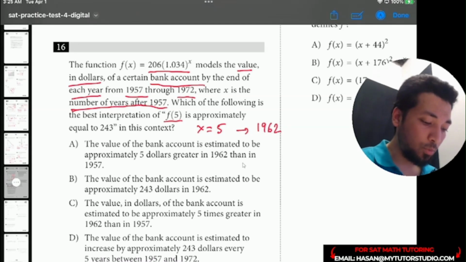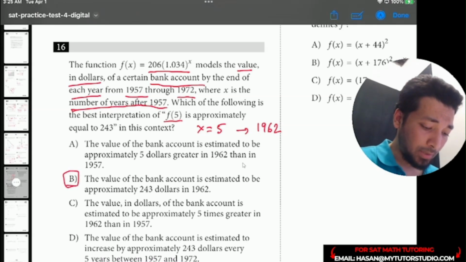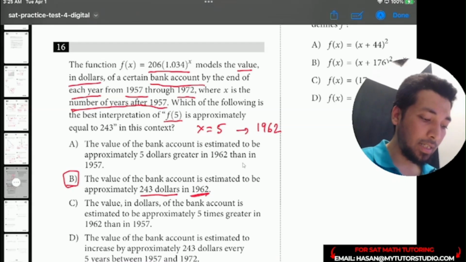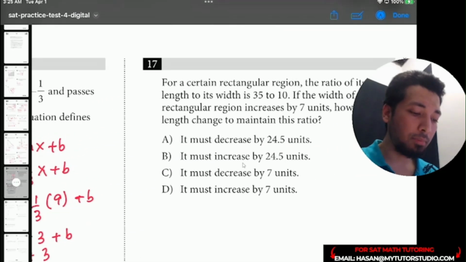So we need to see where we have the year 1962. By looking clearly, we can see that we have 1962 here. So the value of the bank account is estimated to be approximately $243 in 1962. That is the correct option for this statement. Perfect. Now let's move on to problem number 17.